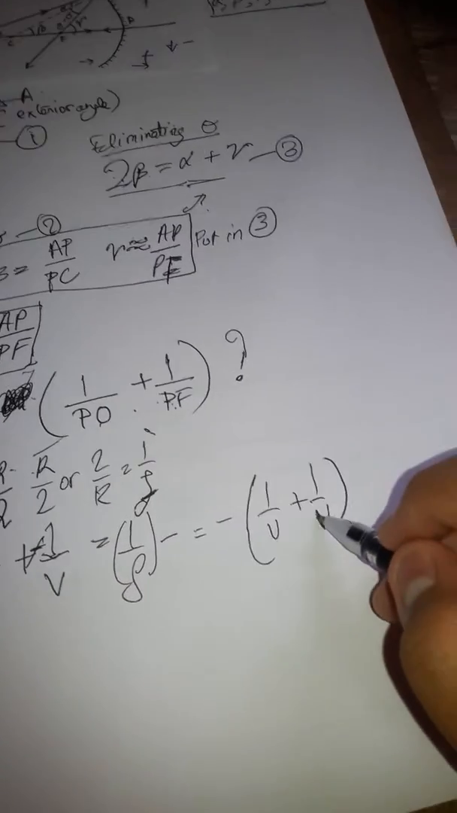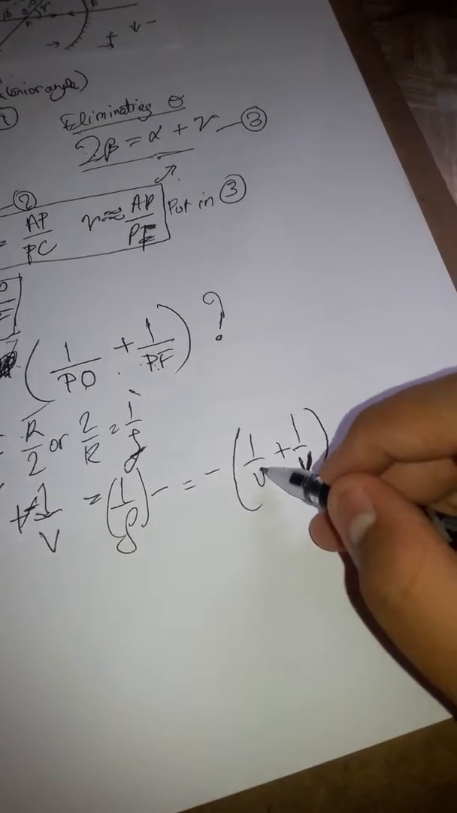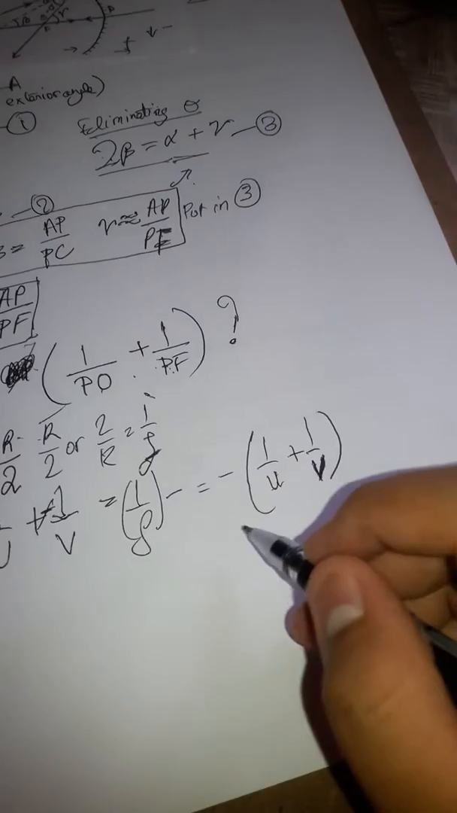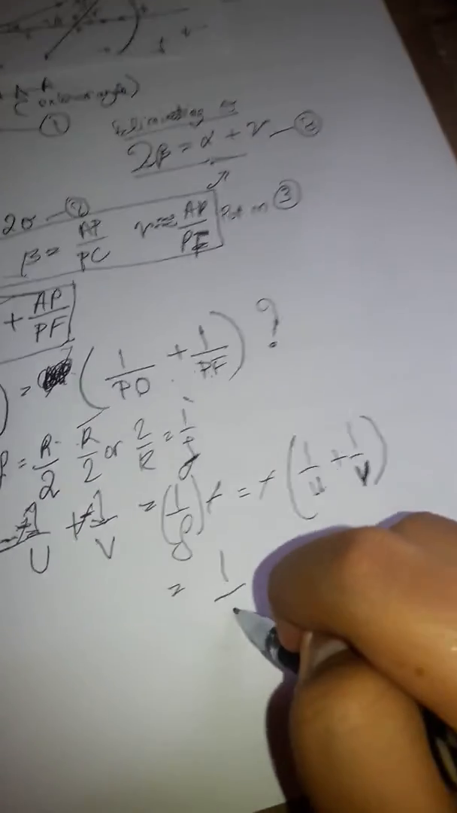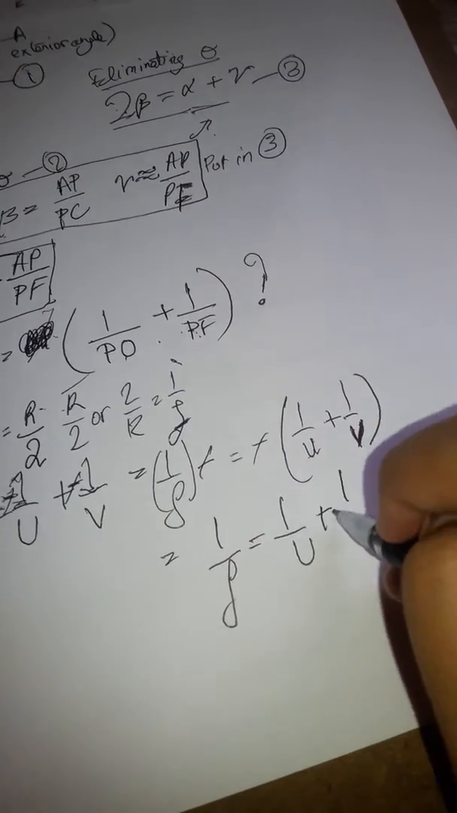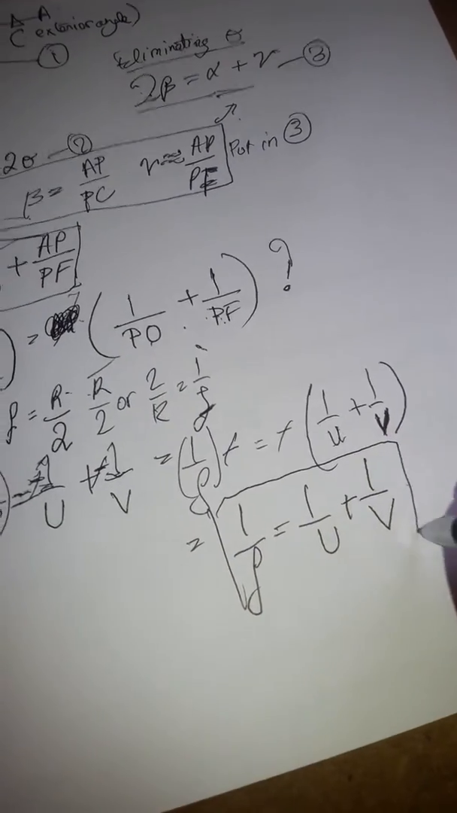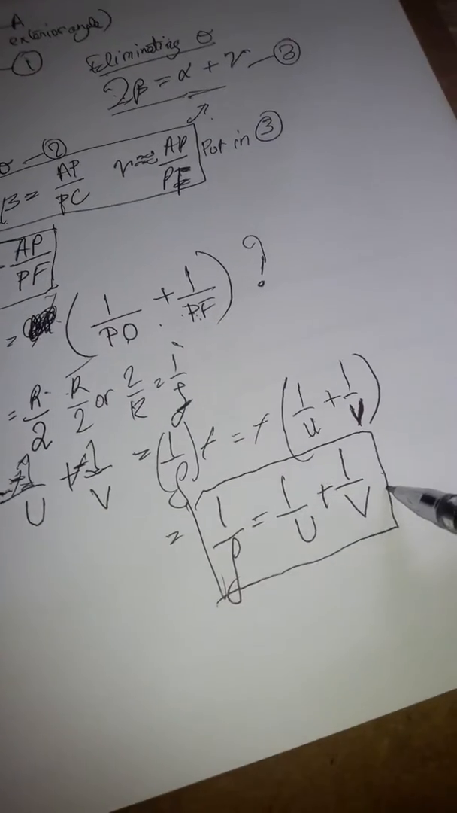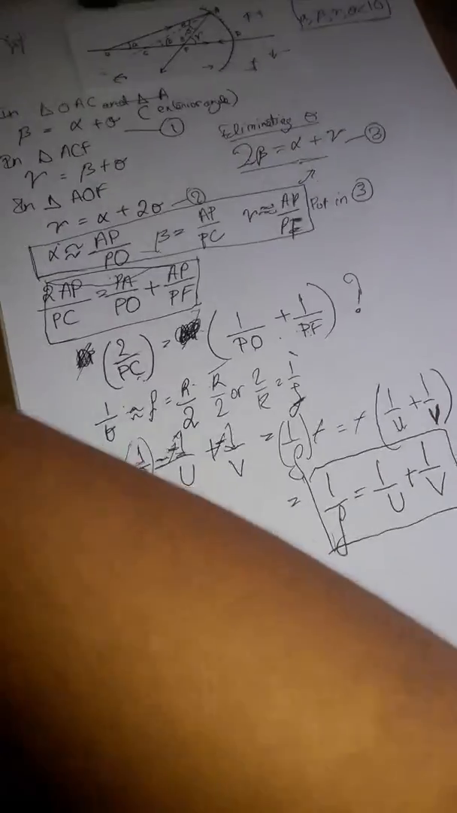Sorry, the u looks like v. My handwriting is very bad, so don't comment on my handwriting. That's okay. You must understand the concept better than handwriting. Cancel this, and that's where you get the formula: 1 by u plus 1 by v. This is the formula, guys. We have derived the formula. This is the basic and the most important formula you should understand.